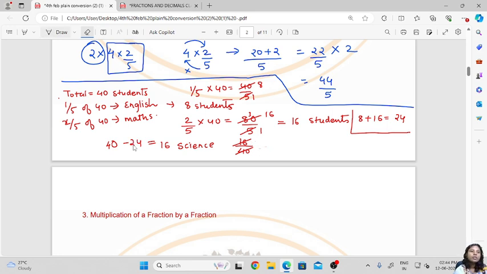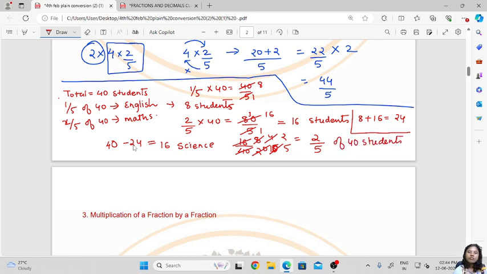So here, 2 8s are 16. We have 2 2s are 4 and 0, then 2 4s are 8 and 2 5s are 10, sorry, tens are. So here 2 twos are 4 and 2 fives are 10. So we get 2 upon 5 here, of 40 students.